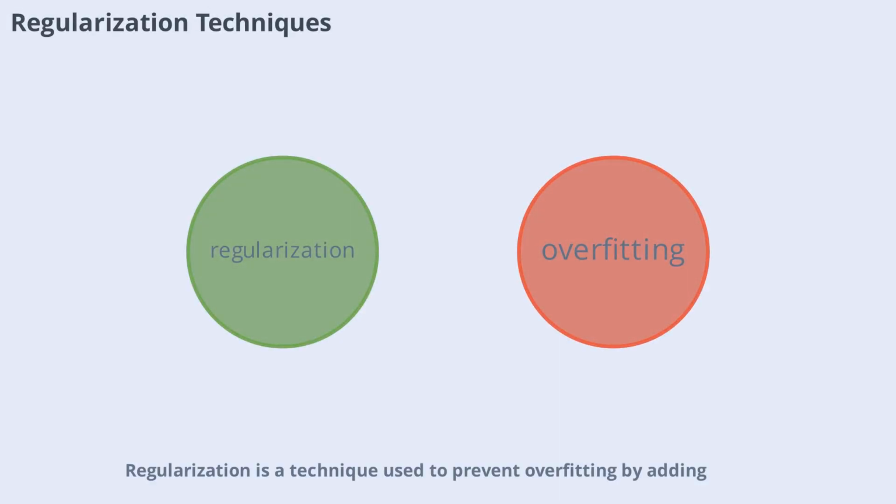Regularization is a technique used to prevent overfitting by adding a penalty to the loss function for overly complex models. Common methods include lasso and ridge regression. Regularization encourages simpler models that generalize better to new data, making your predictions more reliable and robust.